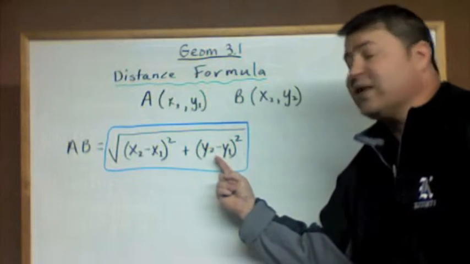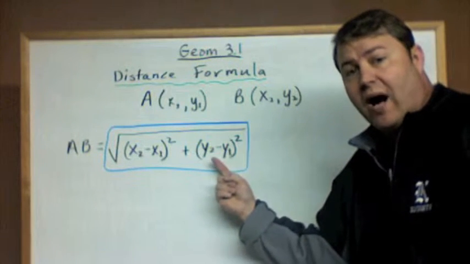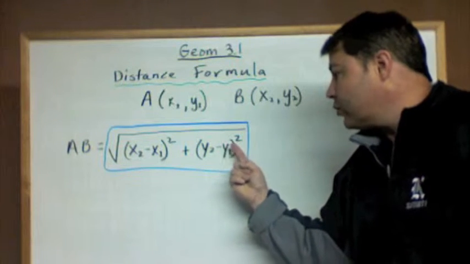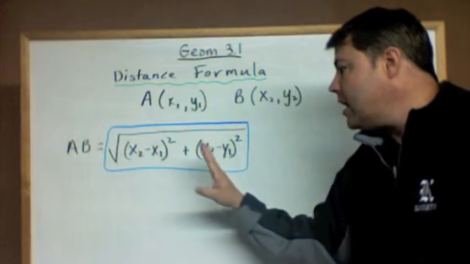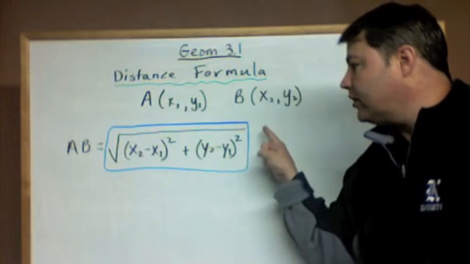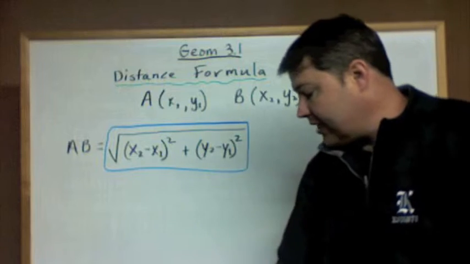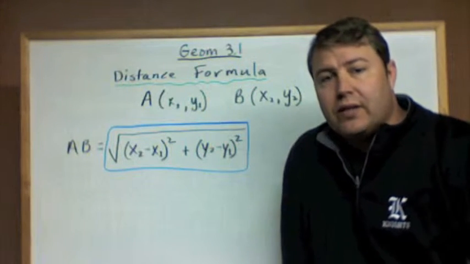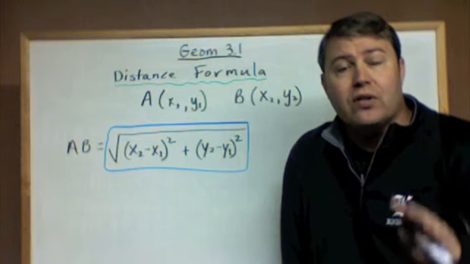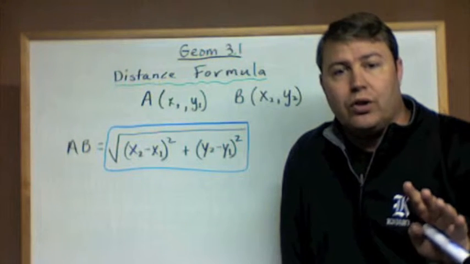You're going to do the same thing with your y's: the second y minus the first y, and then square that. That gets rid of any negative. So you have a positive quantity plus a positive quantity. You add those two squares, then you square root the whole thing. That final answer will just be a number, and it'll represent the distance between points A and B. Now, they're going to give you some points on the questions, and we're going to do an example here.